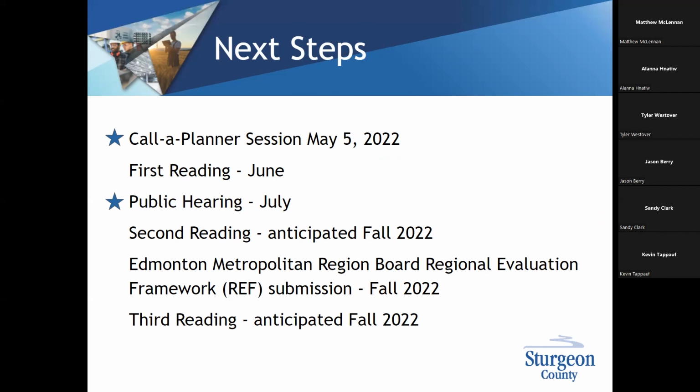In June, we're anticipating first reading of the area structure plan with a public hearing to follow in July. Again, that public hearing is another opportunity for you to get involved. You can come out and tell council what you think of the plan. Second reading is anticipated in fall of 2022, as are the Edmonton Metropolitan Region Board approvals, which are also required when area structure plans are being developed in the region. With third reading of the area structure plan anticipated in fall 2022.